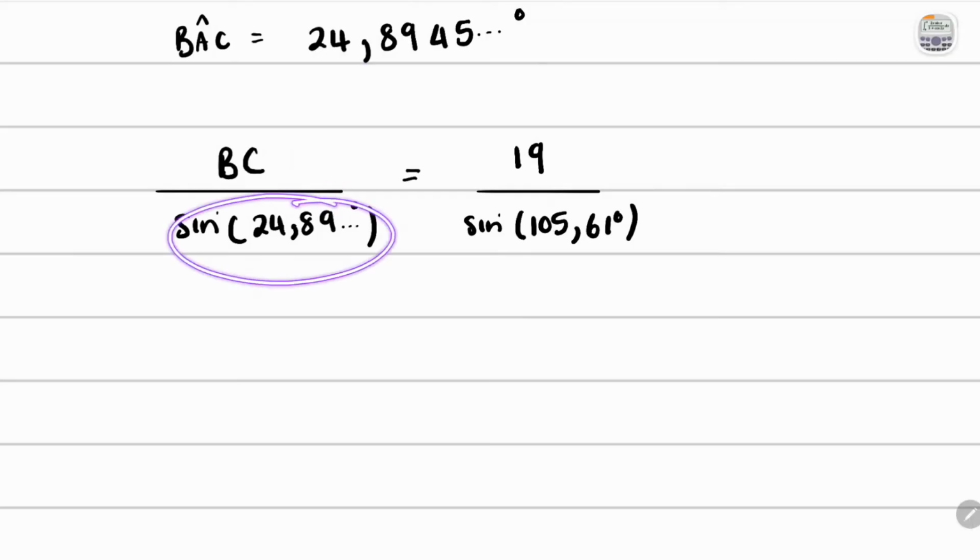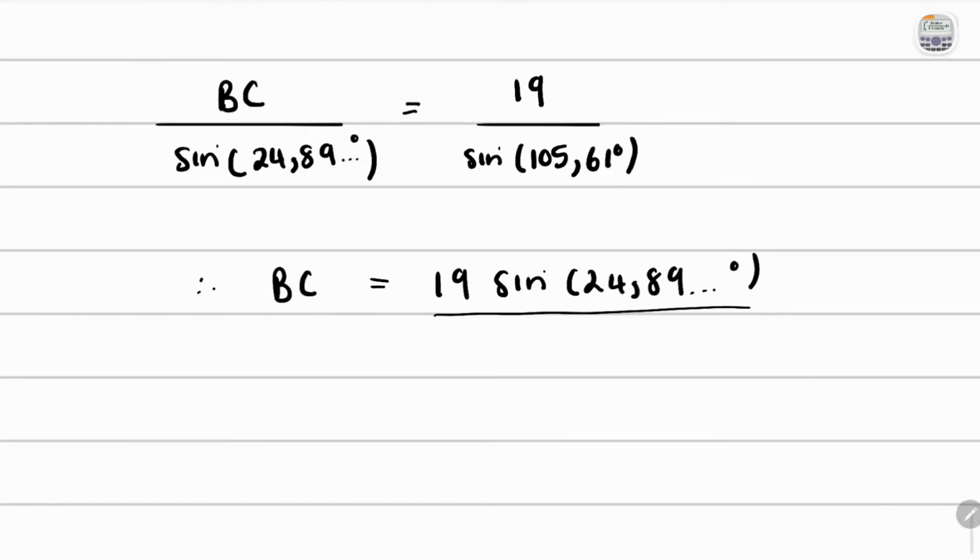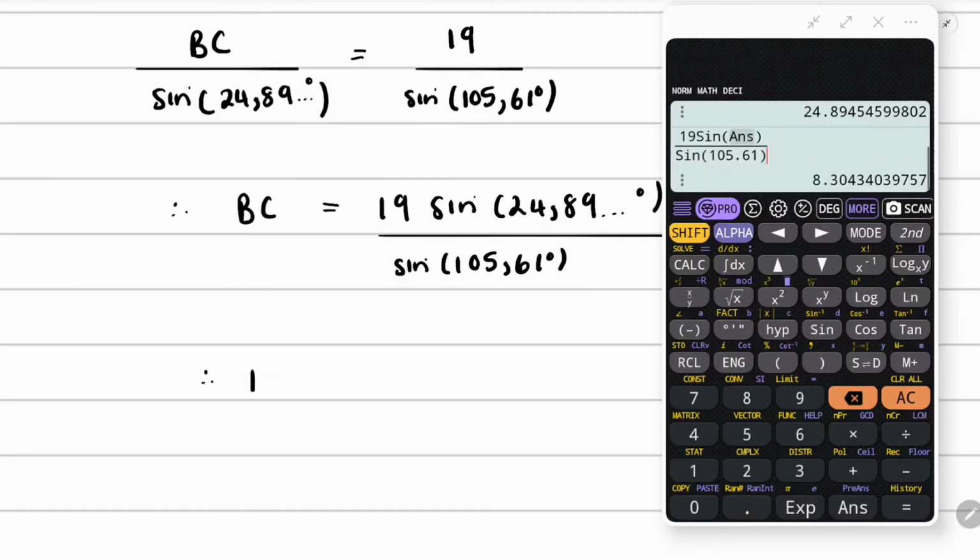Okay, and now to make BC the subject, you see that this is the only thing in the way and it's in the denominator. So to get rid of it, you multiply both hand sides by that same thing. So what will happen is it will move to the numerator, and now we have BC is equal to 19 times sine 24 point, we won't round off, we'll just use that as is, over sine of 105.61. Okay, so BC is now equal to 8.3043. Okay, we still won't round off.